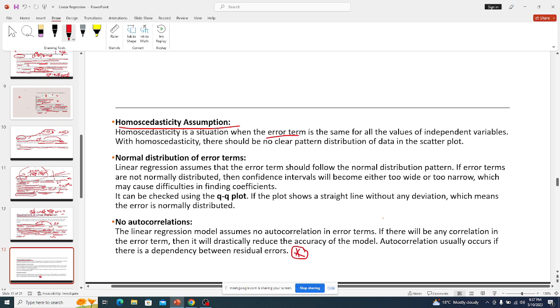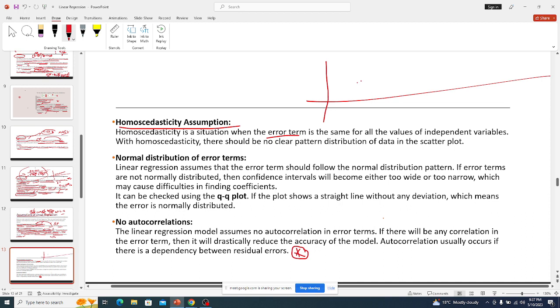We should not have any pattern. For example, let's plot the error terms. So we have such a distribution of one regression, and we have what?